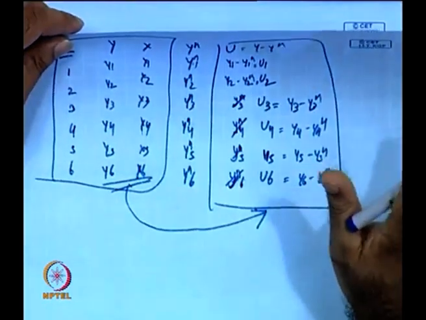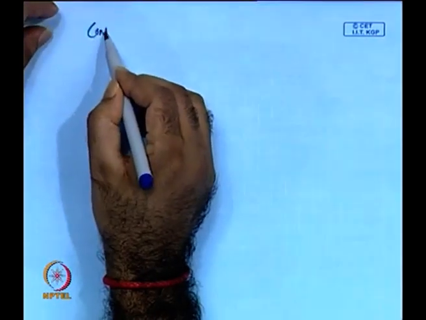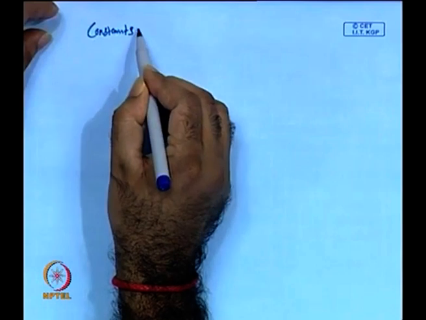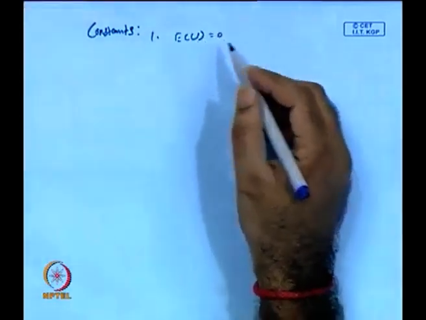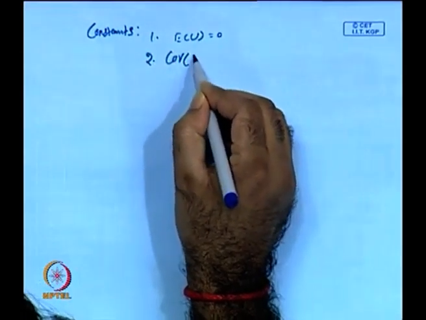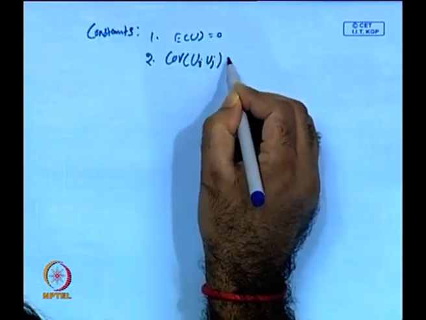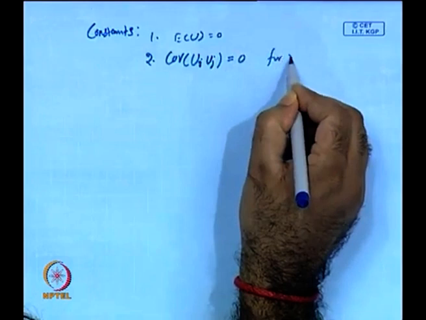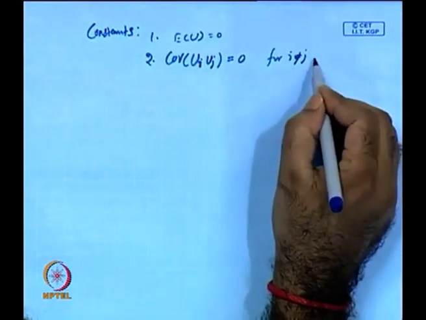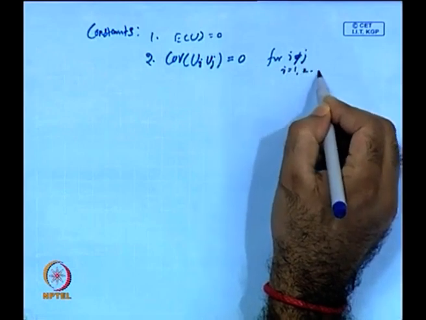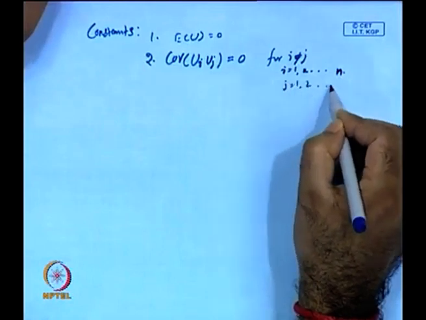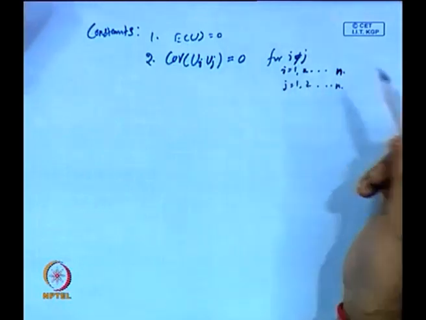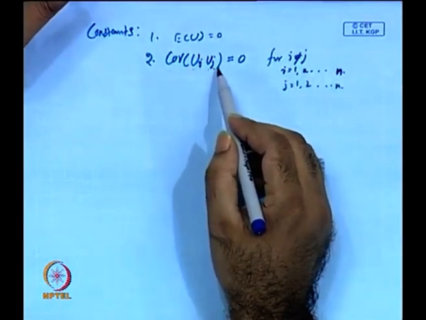Now we are discussing the conditions or constraints on the error term, which we have already discussed. First, E of u equals 0, that is, the mean of the error term must be equal to 0. Second, covariance of ui and uj equals 0 for i not equal to j, where i equals 1 up to n, and similarly j can be 1 up to n. So this is how the entire structure is: covariance of ui uj is equal to 0.